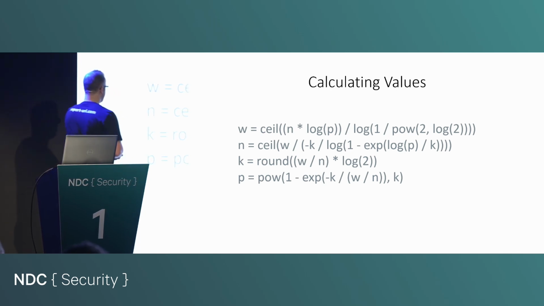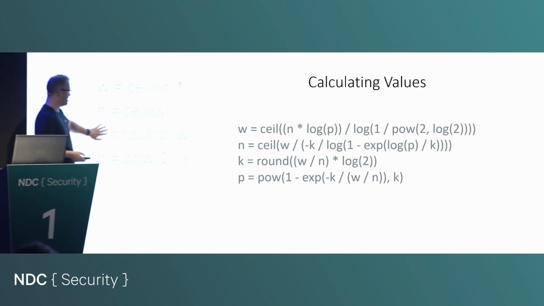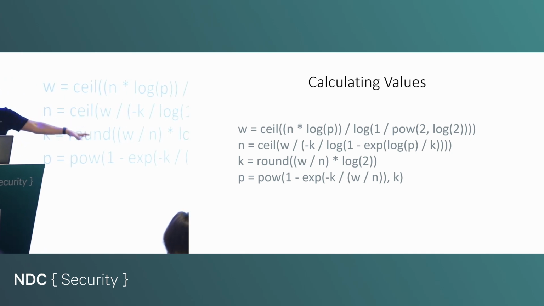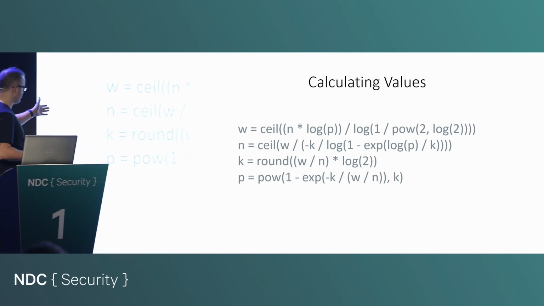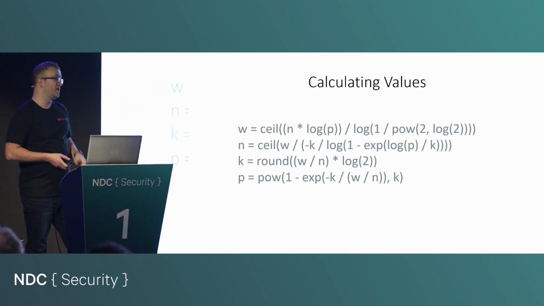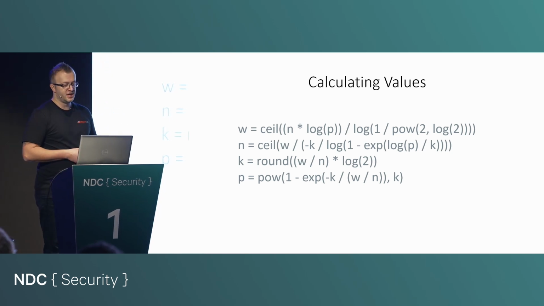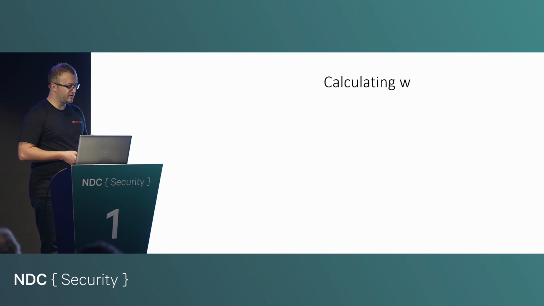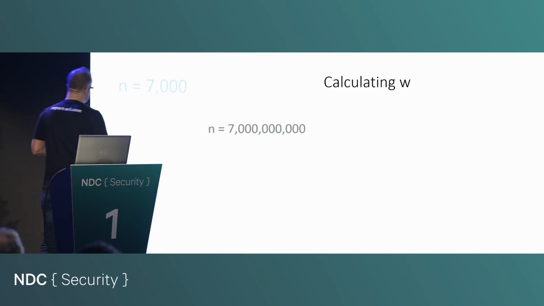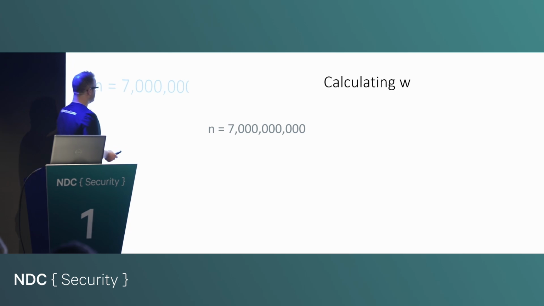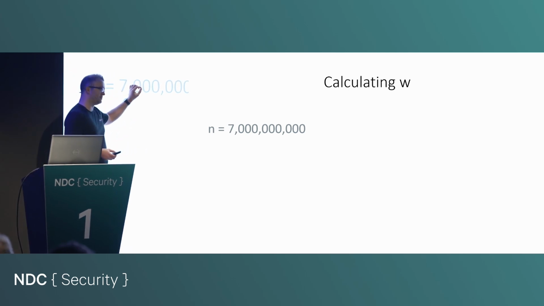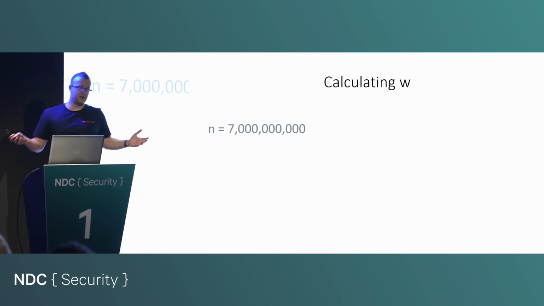K we didn't really care about, because the hash functions are so cheap. So let's let that be controlled by the algorithms, whatever it requires. But I did have some requirements around the probability of false positive. I wanted this to be pretty accurate. So we calculated W based on the fact that I wanted to insert, over time, approximately 7 billion items into this filter. This was a number that I just totally made up, right?